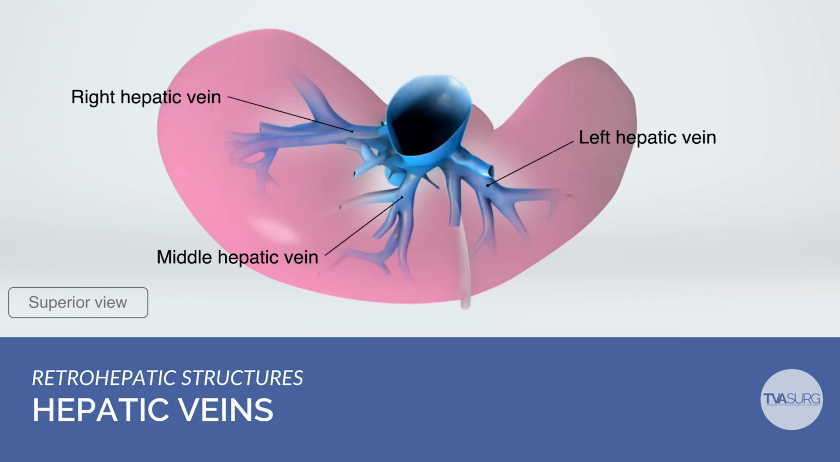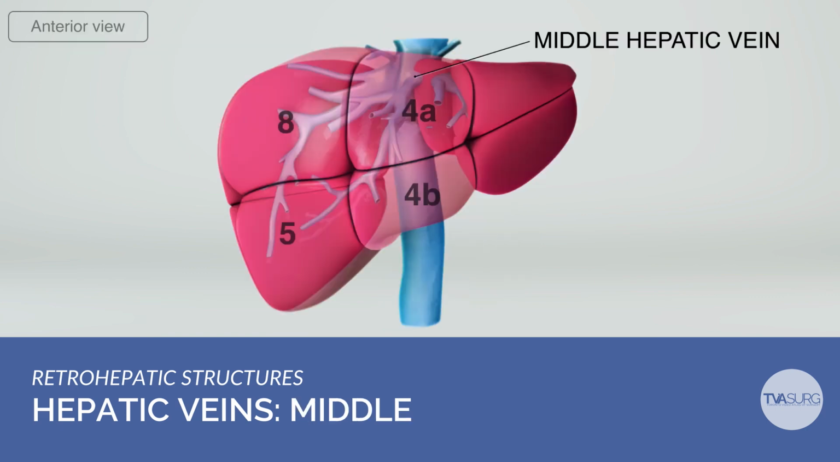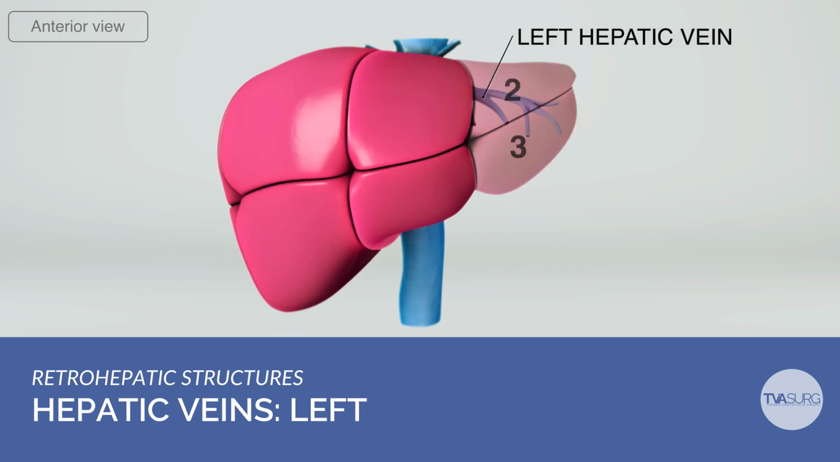This is a view of the hepatic veins from the top. Here's the right, middle, and left again. Normally, the right hepatic vein drains segments 6 and 7, but sometimes 5 and 8. The middle hepatic vein drains segments 4, 5, and 8, and the left drains 2 and 3. The caudate lobe has a special drainage, which I will talk about later.